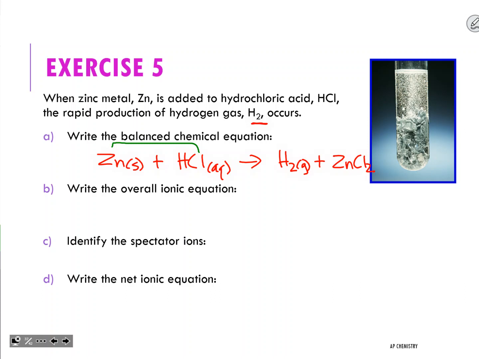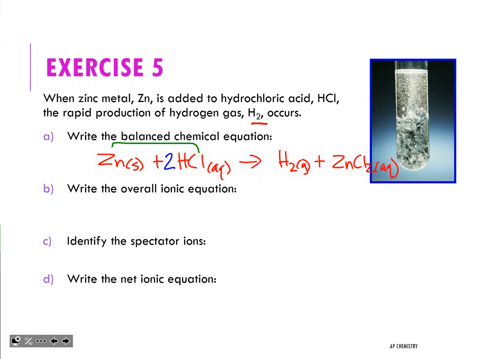Chlorides are typically soluble, except for with silver, mercury, or lead. Zinc doesn't happen to be one of them. So guess what this is? Aqueous. There you go. Now we need to balance. Are we balanced? No. What do we need? 2 right there.